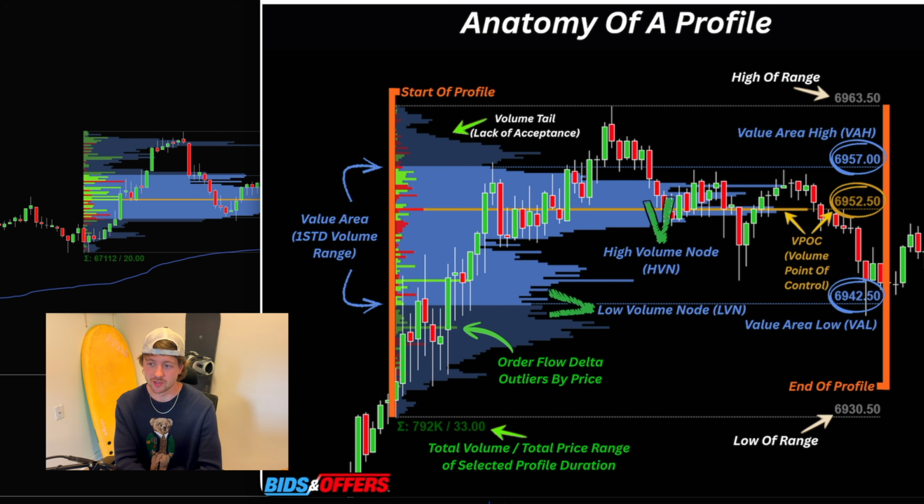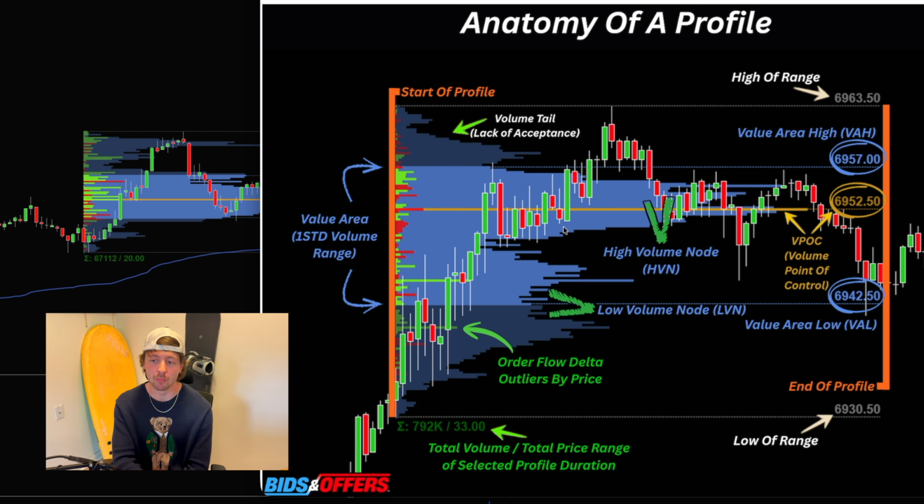I already went over this in the last video, but this is a very basic graphic showing you the anatomy of a volume profile. This big yellow bar is the point of control. Usually you'll see the price action hanging around that area and consistently coming back to revisit it and retest it. This blue dotted line is the value area high, and this blue dotted line is the value area low. This is the ledge of value.